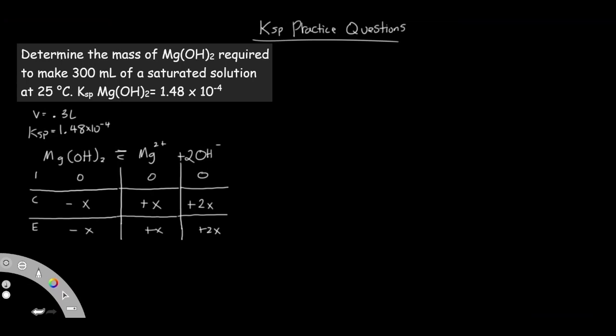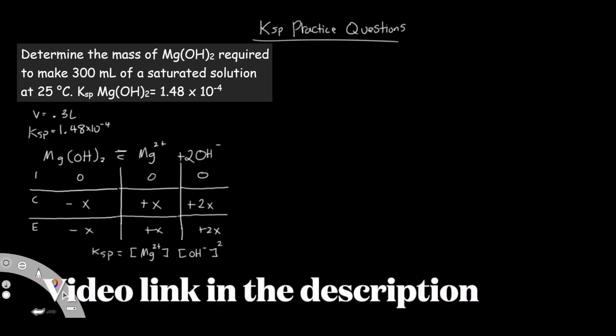Now, we always know that the Ksp is equal to the two products multiplied together. So our first product is Mg2+, and our second product is OH-. There is no coefficient in front of the Mg, only a 1, so technically there's a coefficient of 1 up there. There's a 2 coefficient up here, so we put it as an exponent over there. If you have no idea why we're doing this, see the previous video on Ksp, link is in the description. Now we're just going to fill in what we have.